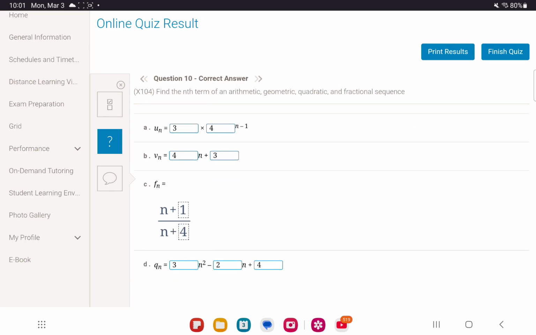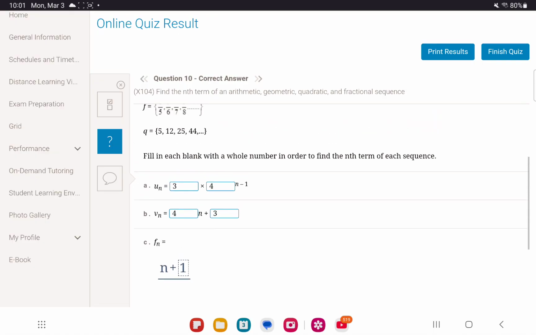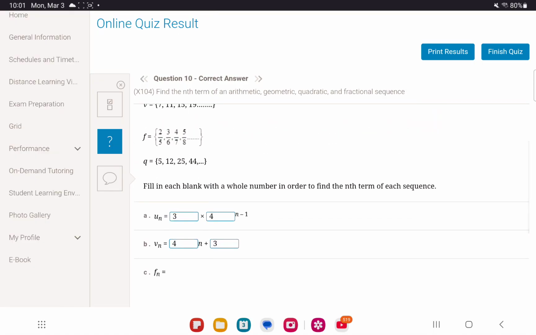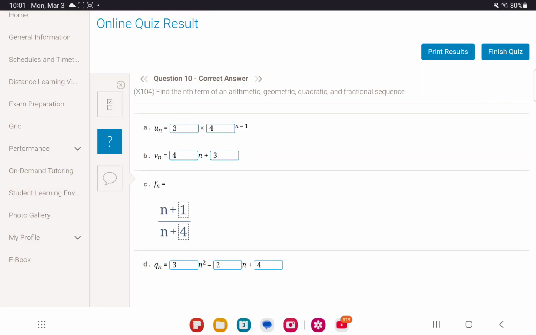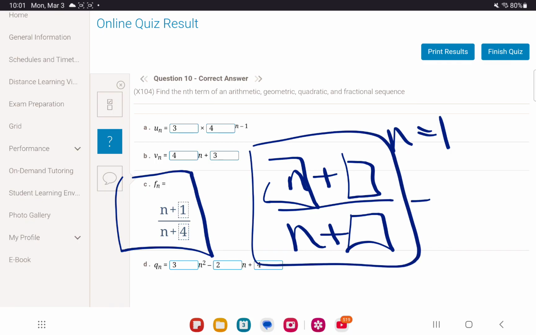Now, this is kind of the tricky one because no one's getting it, but it's simple in its ways. Whenever they give you a fraction looking like this, n plus a box over n plus a box, we always put n equal to 1 to find it. So we put n equal to 1 and then we set the whole thing equal to A1.